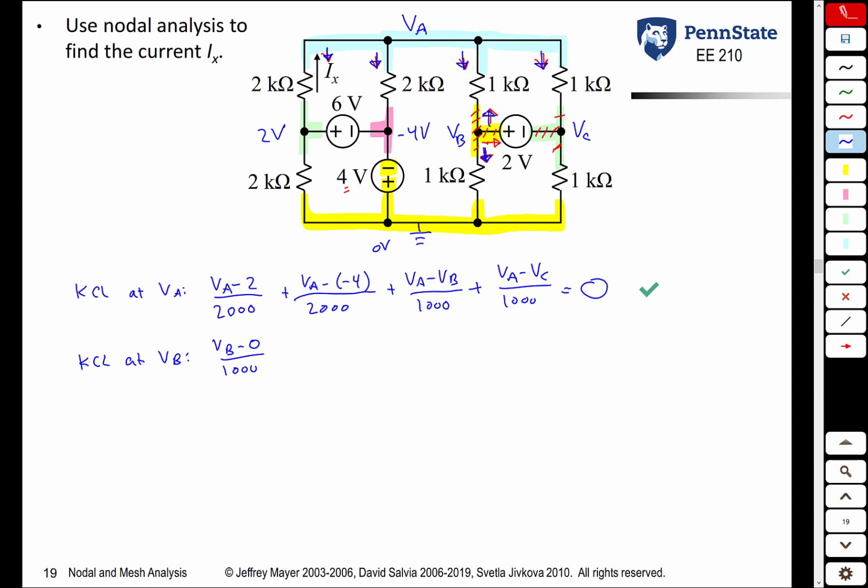What's the current through this 1 kilo ohm resistor? The voltage at the coming from point minus the voltage at the going to point divided by the resistance. No problem there.